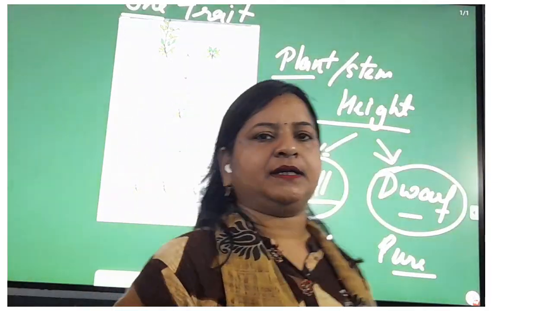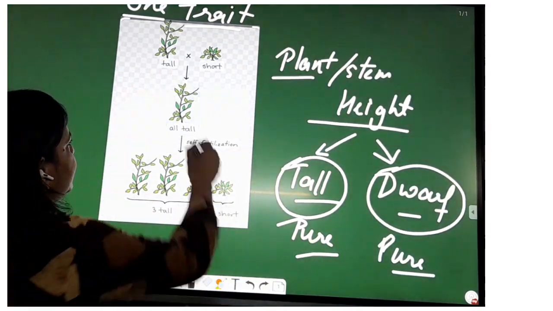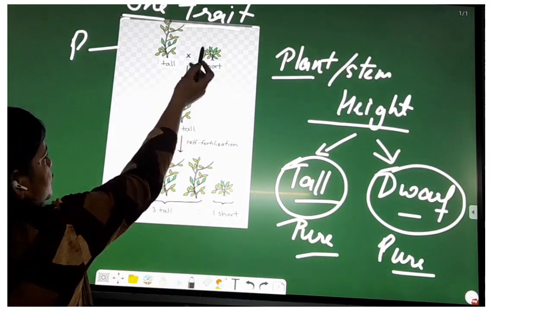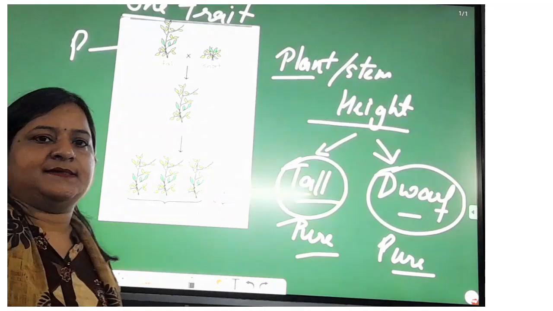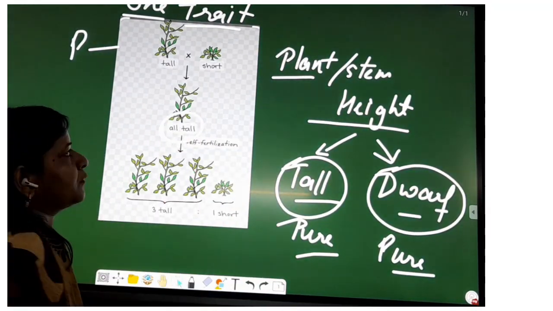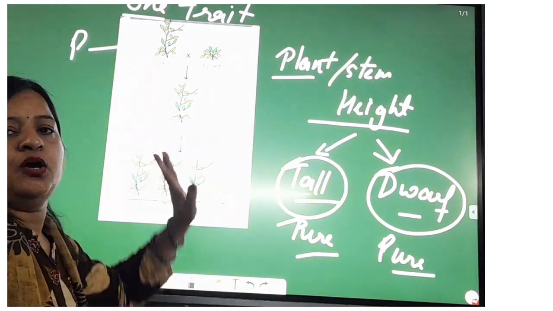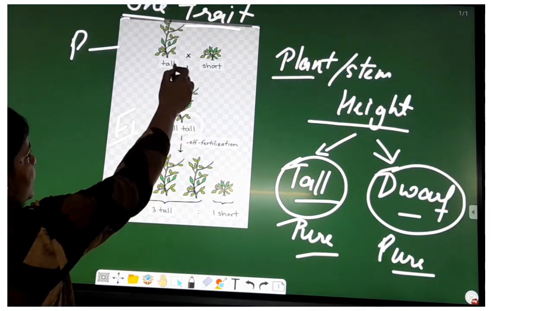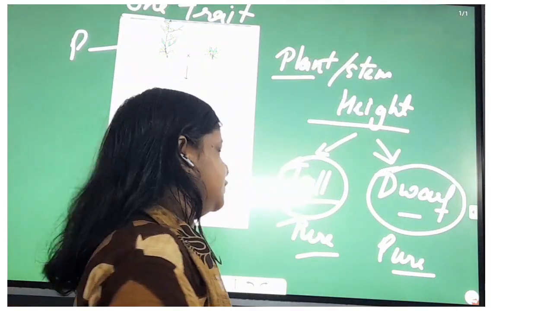There is no mixing of character here. So these are our parents, tall and short, short meaning dwarf. Tall plant and dwarf plant were hybridized. By doing cross pollination, we get the F1 generation. This was our F1 generation, and we obtained all plants tall. From here you see that only one parent character was shown in the F1 generation.